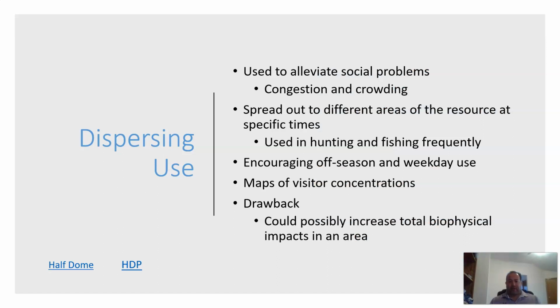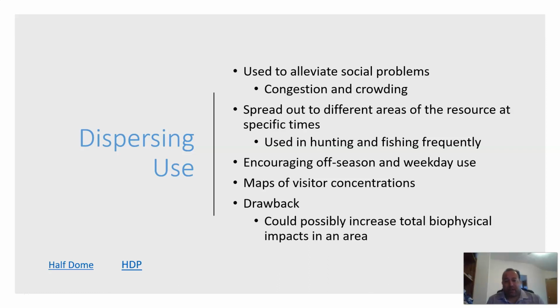Another approach is to disperse use. So it's used to alleviate social problems in terms of congestion and crowding. You see this a lot at national parks. And so down below here, I've linked up the plan that Yosemite Park uses for Half Dome in terms of its congestion, as well as another link on Half Dome and just its popularity and how you've got to use a lottery system because there's so many people who want to go up there and hike and have that experience.